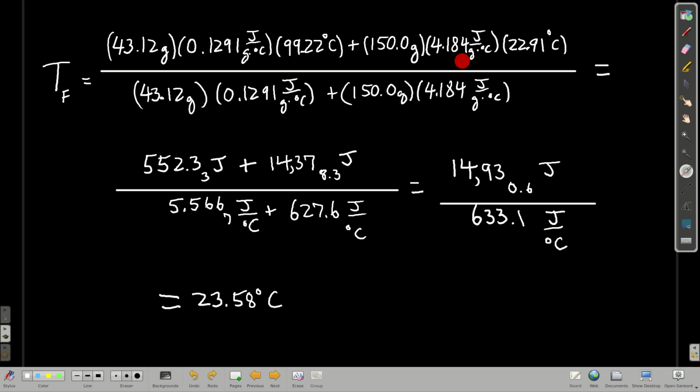That's primarily due to the high specific heat capacity of water, plus there was more water in terms of mass than there was gold.